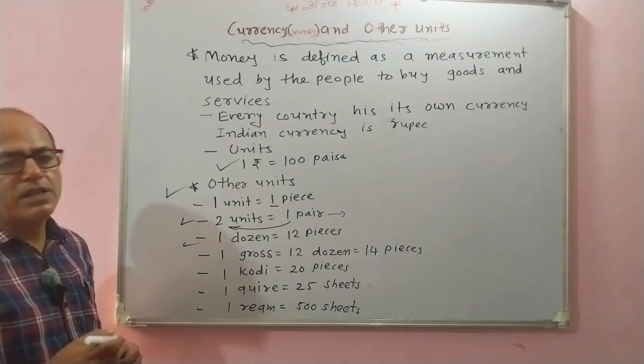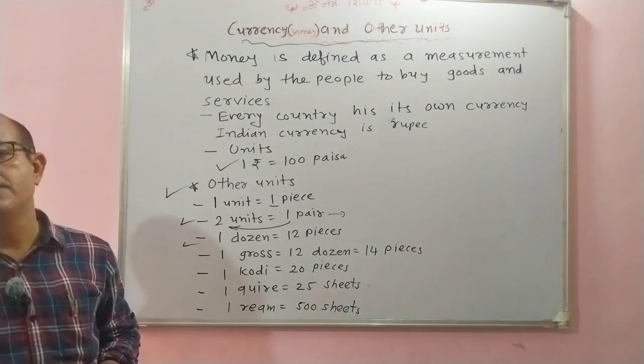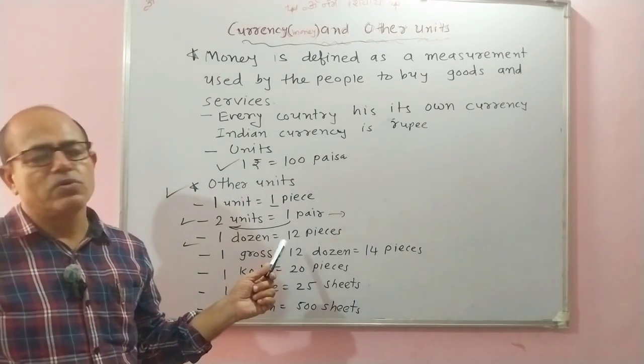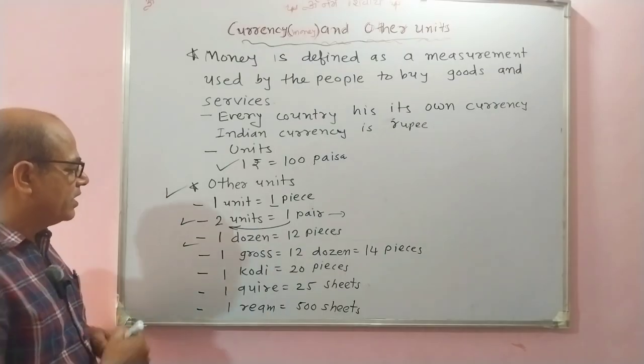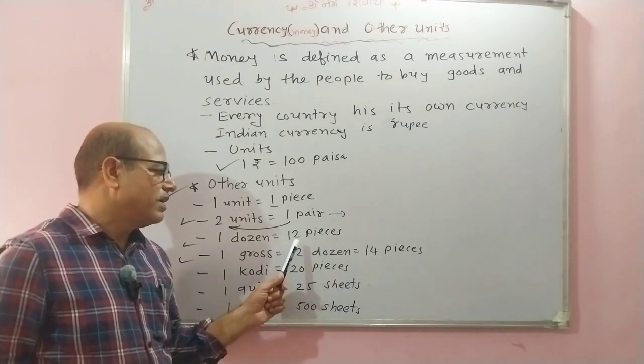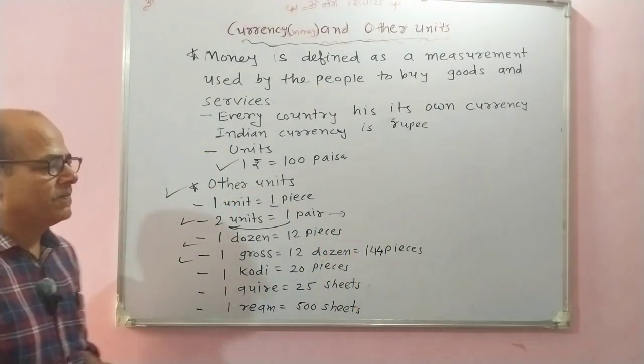1 dozen is equal to 12 pieces. Some items are sold in the market as a dozen. So in 1 dozen, how many pieces should be there? 12 pieces should be there. If we are purchasing in gross, it has 12 dozen. 12 dozen into 12 is equal to 144 pieces.